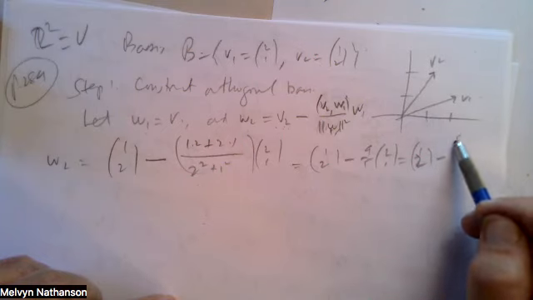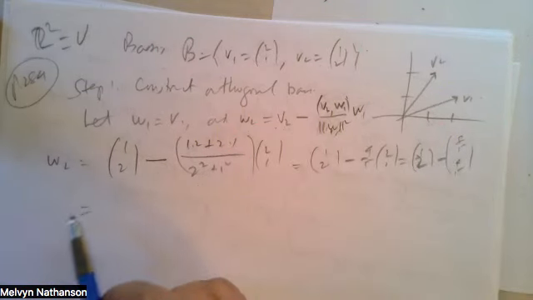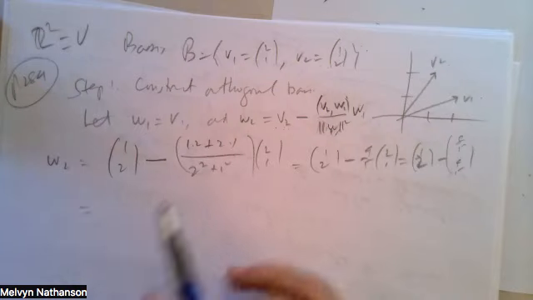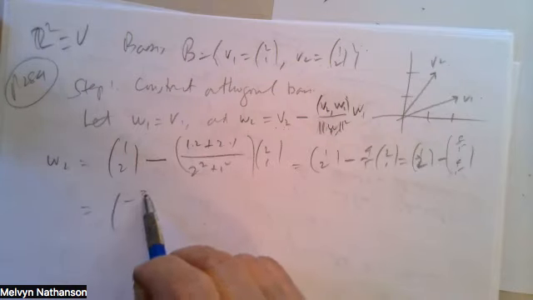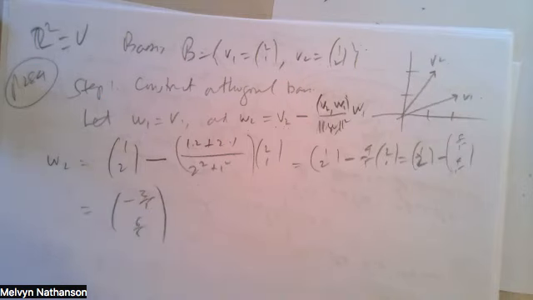minus 8/5, 4/5. So this is the vector 1 minus 8/5. So there's a typo in the book. It should be minus 3/5. And 2 minus 4/5 is 10/5 minus 4/5, which is 6/5. So that's W2.